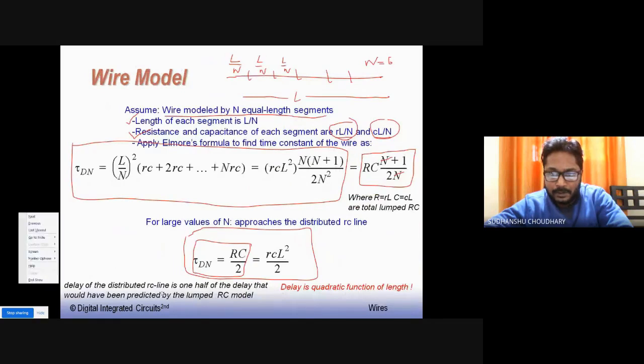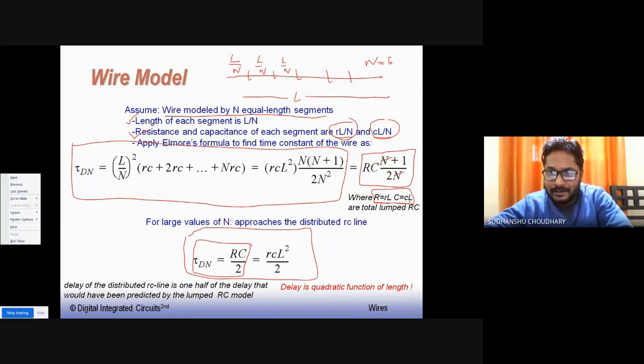Oh, sorry. So it was RCL square by 2 and n is large, so n goes off. So this becomes RC by 2, and R is RL by n, C is CL by n. Since n is large, you can put R here itself. R is RL by n and C is CL by n, but n is large, so n goes off. So R becomes only RL now and C is CL.